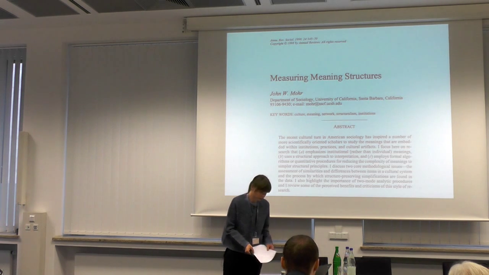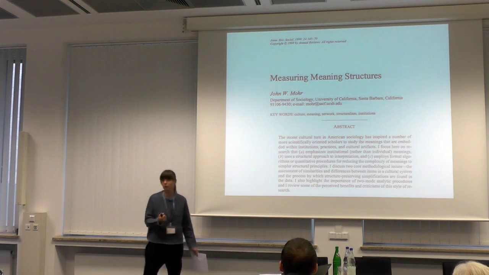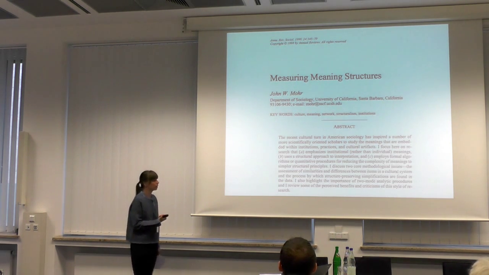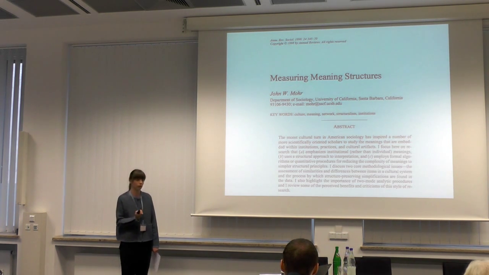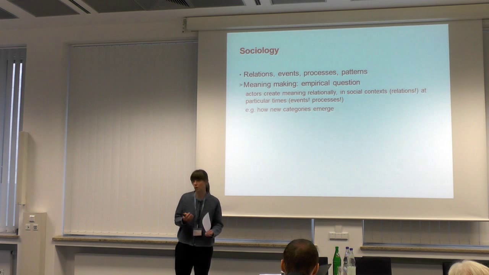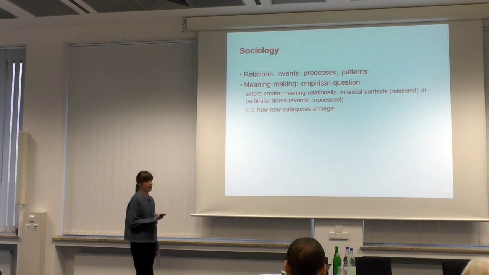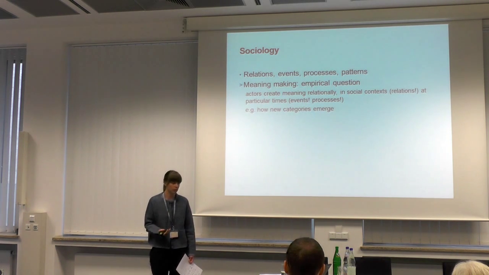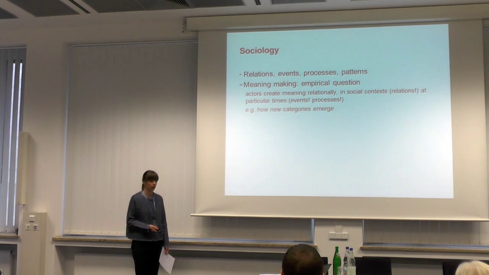One of the important works in that area is a paper written by John Mohr, Annual Review of Sociology, 98, on empirical work in cultural sociology, U.S. sociology, where he focuses on meaning making from an empirical sociological point of view. And the intuition is that actors make meaning relationally in social contexts, so relations are important, and at particular times where events and processes are of relevance.